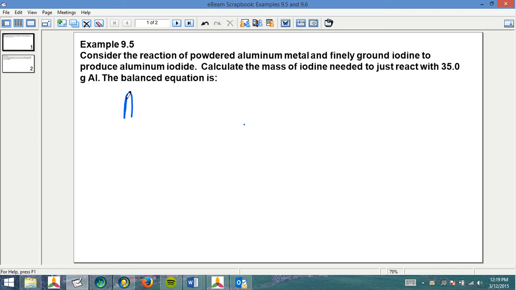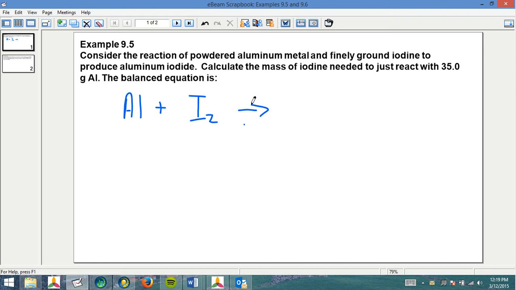So we have aluminum plus iodine, which is what? I2. Does that say it? Oh, that should be iodine. Oh, it does say that. Okay, good. Iodine to produce aluminum iodide.